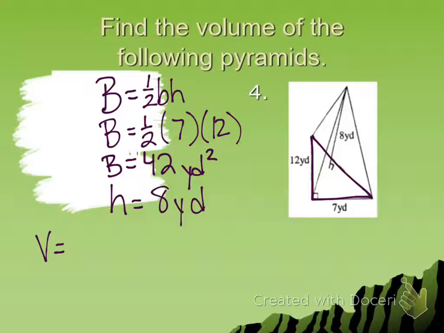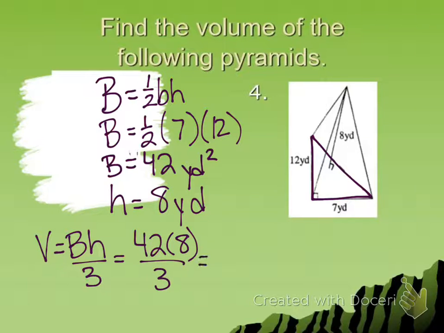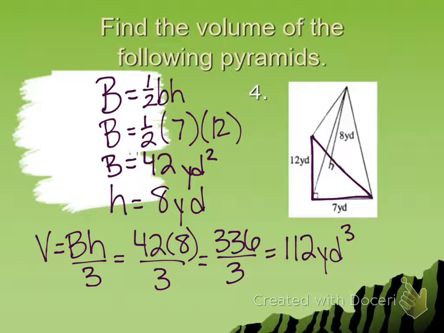We go back to our volume formula. Capital B times H divided by 3. We plug in those numbers that we just found for capital B and H. 42 times 8. Did anybody get that? That's 336. 336. Good. Divided by 3. 112. 112. Our units. Yards cubed. Yards cubed.